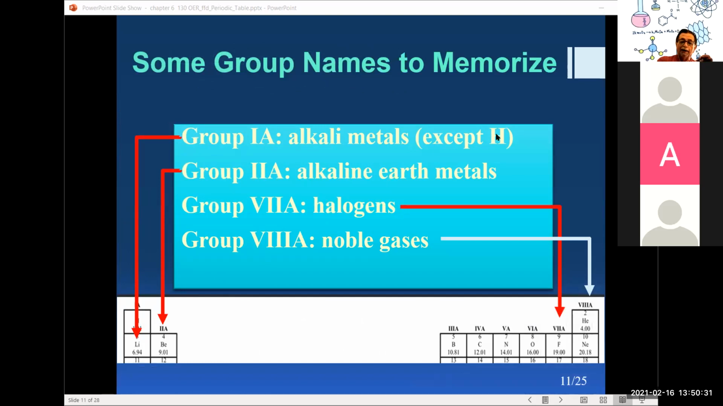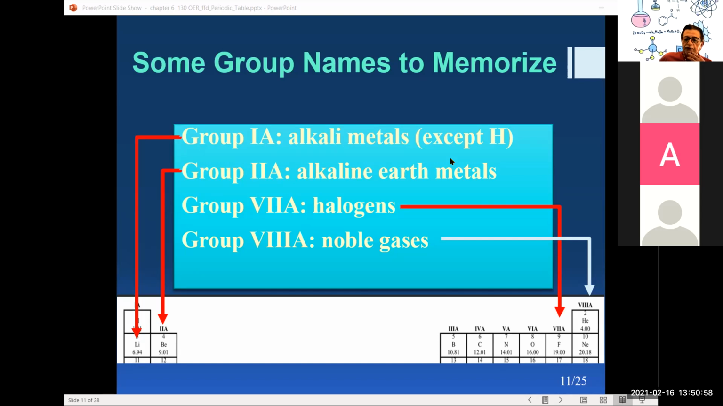Now, group 1A, they have their own special name. They're called the alkali metals. With the exception of hydrogen, because obviously hydrogen is not a metal, it's a gas, okay, and it's a non-metal. But below that, lithium down, group 1A, they're called alkali metals. Group 2A, starting with beryllium down, are alkaline earth metals.